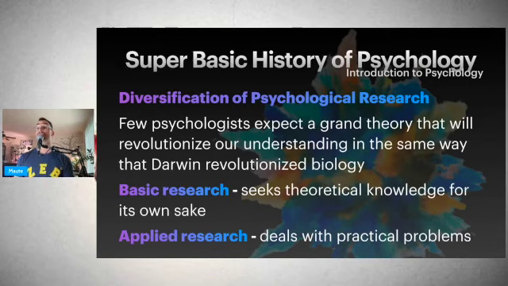Basic research seeks theoretical knowledge for its own sake, such as understanding the processes of learning and memory. Applied research deals with practical problems. So think of a sports psychologist, right? They are taking the information that they have about social psychology, counseling, and they're applying it to athletes, right? You need to be in a certain frame of mind if you're going to be a winner. You need to have a certain mindset to be a victor in competition. That's the application.